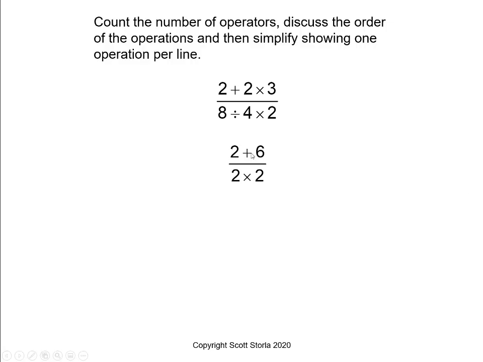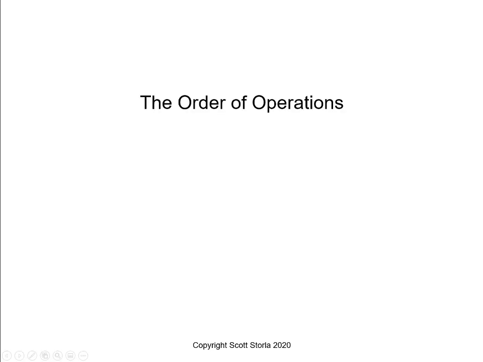In the numerator, 2 plus 6 is 8. In the denominator, 2 times 2 is 4. And then 8 divided by 4 is 2. Well, that concludes our work in this video on the order of operations.